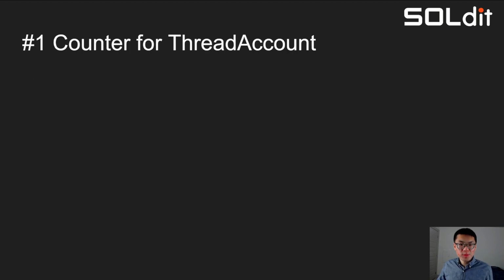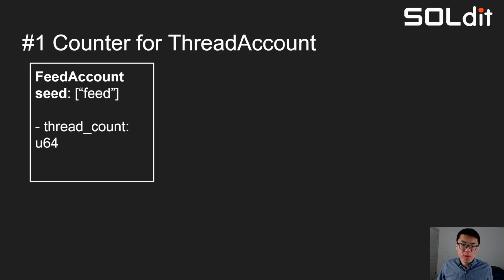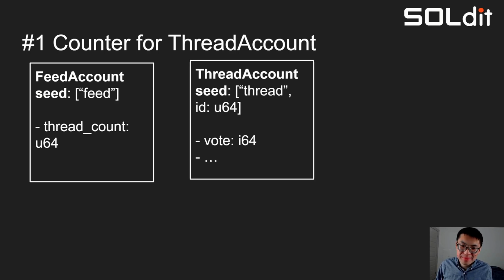All right, so option 1, we just add a counter for our thread account. From the previous video, we created this feed account. It's a PDA, it has this word feed, so everyone can look it up easily. And inside the feed account, it has a thread count to indicate how many existing threads exist in our feed. There is a hard limit at U64, but that's basically 2 to the power 64. So essentially, we're never going to run out of threads. Even if we spam creating a new thread every second, we're never going to reach our limit.